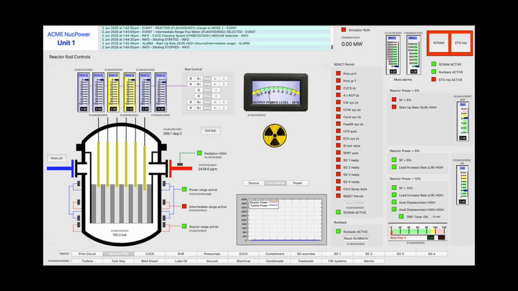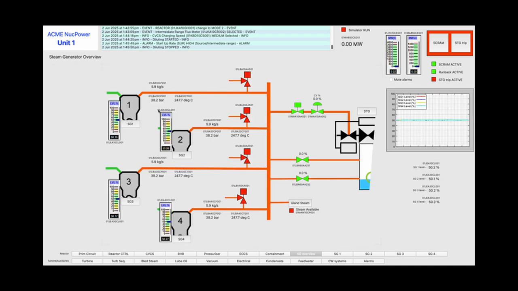Whilst the reactor power is very low, we still have high temperatures in the primary circuit and we are circulating this hot water through the steam generators. So each steam generator is making a small amount of steam. This steam is currently being dumped to atmosphere through each leg's power-operated relief valve.